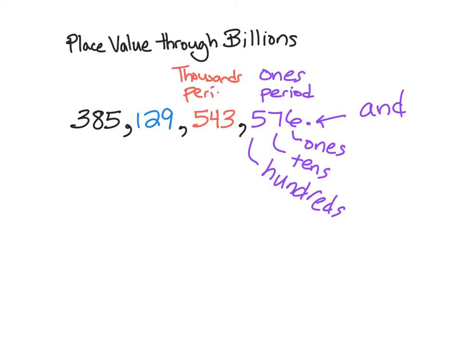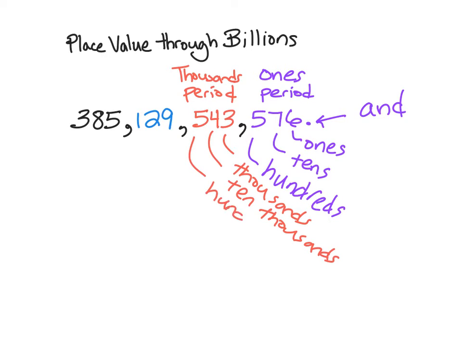The 3 that we see would, of course, be 3 thousands. The 4 is 4 10,000s. And the 5 that we see there would be 500,000s. After the 100,000s, of course, we have what would be known as the millions period.